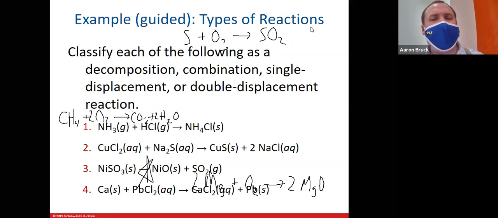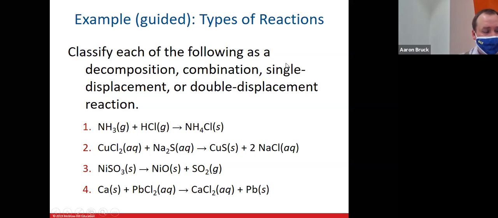So we now have a complete picture. 5 different types of chemical reactions: combination, decomposition, single replacement, double replacement, and combustion. Based upon those key characteristics, we should be able to classify any reaction into one of those 5 categories. And that's what this question is asking us to do.